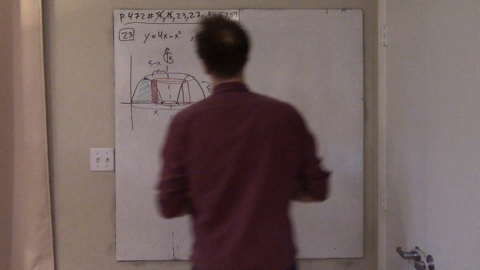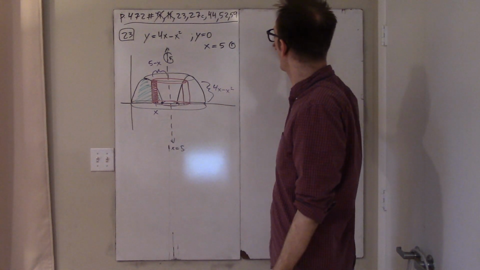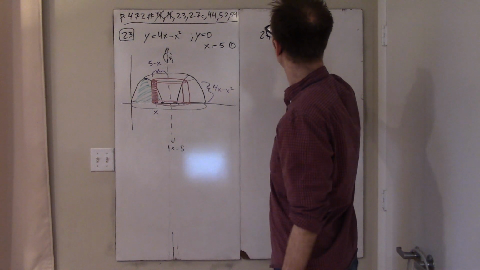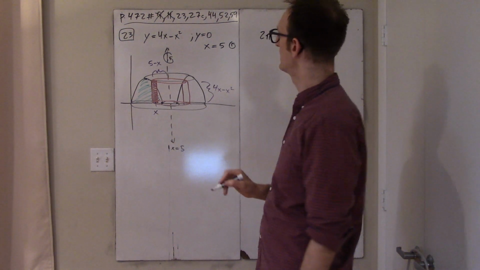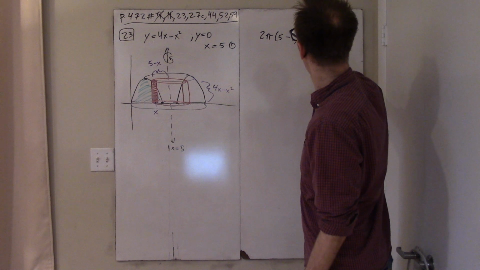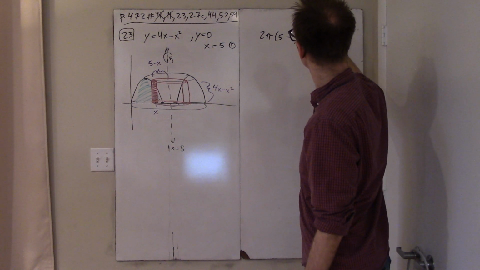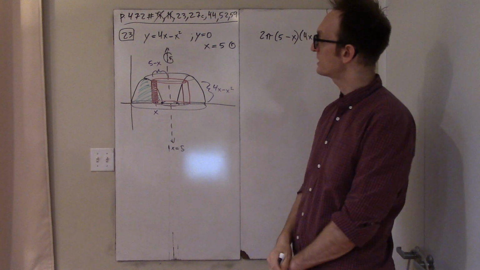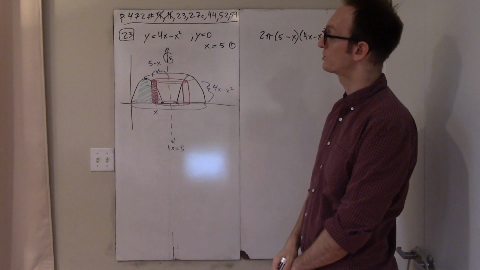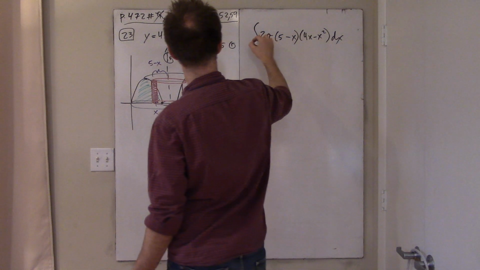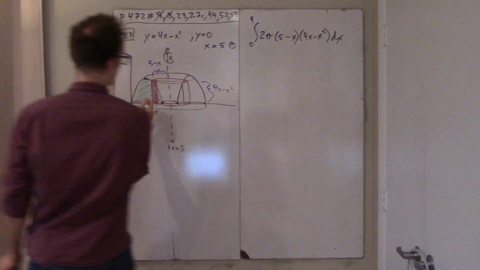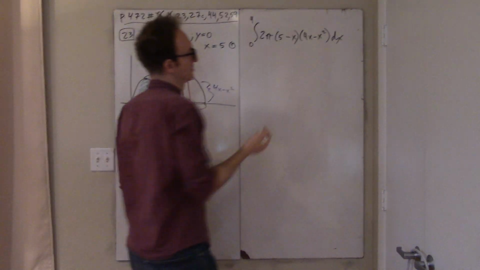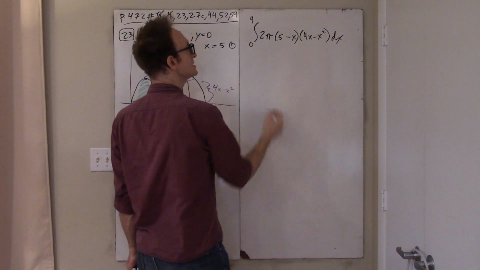So now, when I go to do the integral, it's going to be 2 pi, the radius, which is 5 minus x, times the height, which is 4x minus x squared, times the thickness of the shell, which is dx. And now I'm going to integrate from 0 to 4, because I've split this interval up into subintervals. And I really don't want to do this integral, but I guess I'm going to now.